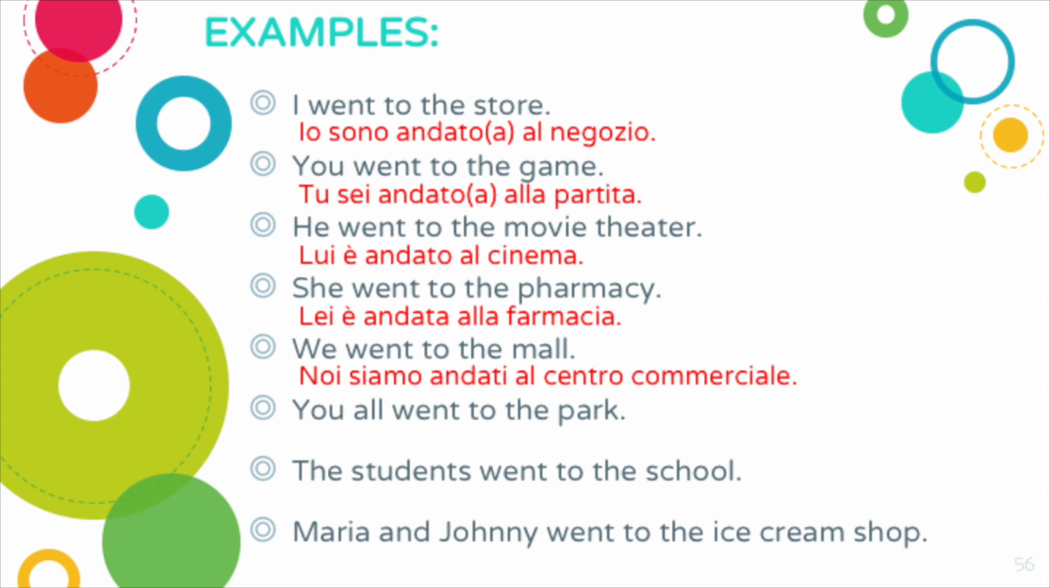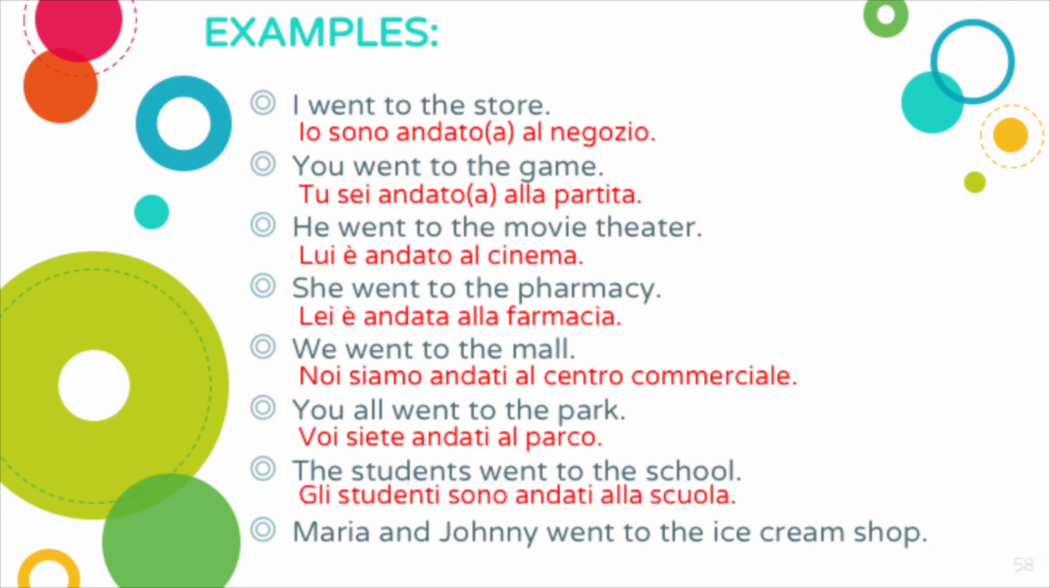The same will be true in our next example. You all went to the park. Voi siete is our helping verb. The past participle for andare is going to be andati. Voi siete andati al parco. In the sentence, the students went to the school, again we have a group where we aren't told the gender, so we'll default to the masculine plural. The students would be they. Loro sono andati alla scuola.